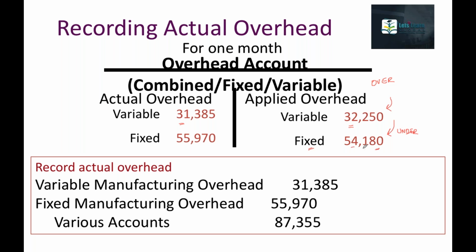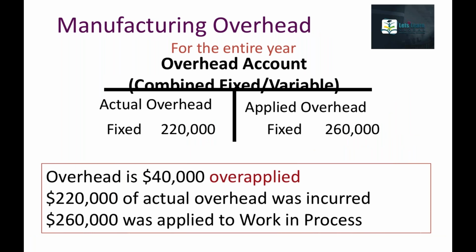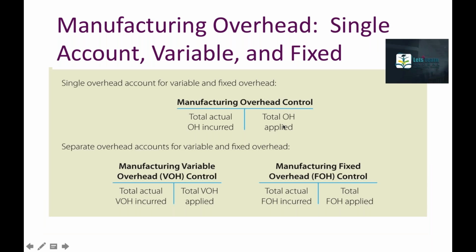When absorbed overhead is less than the actual overhead spent, it is called under absorption. Over absorption is a profit. Under absorption is a loss. Listen carefully. Over absorption is a profit and under absorption is a loss. Like this. It's a profit. 260, 220. Another example. So over applied by 40,000. It's a loss. No, it's a profit. Okay. So you should see this one.